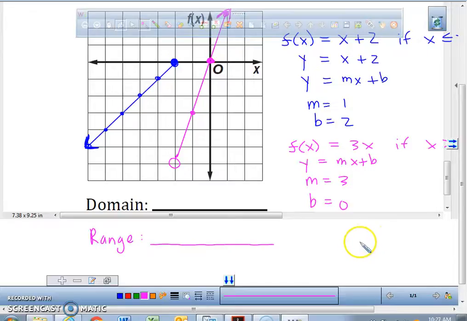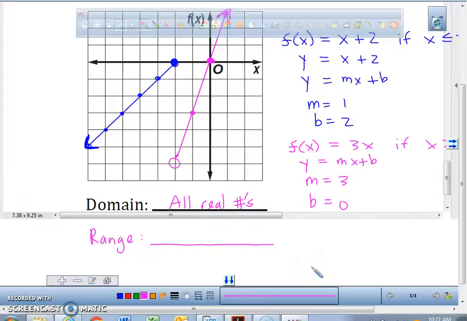Now the domain. Over here, the domain is going to negative infinity, but it goes all the way over to -2. And even though -2 is not being plotted here, it is being plotted here. And then all the numbers that are greater than -2 are being plotted. So all real numbers are being plotted.